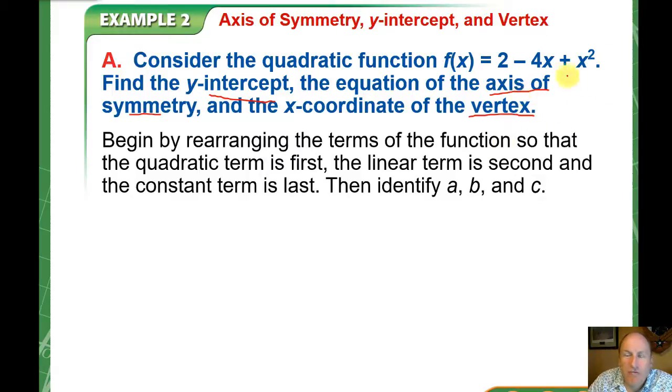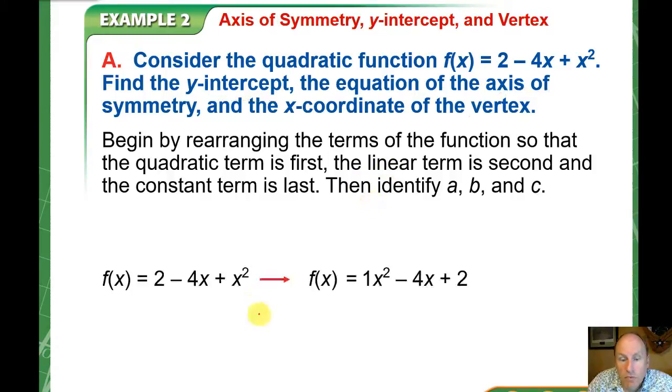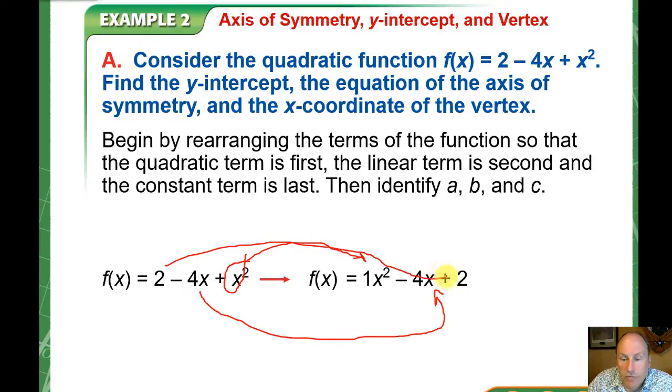So first of all, this isn't in the form that we really like. So we're going to rearrange it from the leading power down. We're going to rearrange these terms so that they fit our ax squared plus bx plus c model. We rearrange the terms such that the x squared term is first, then the linear term second, and finally the constant term.